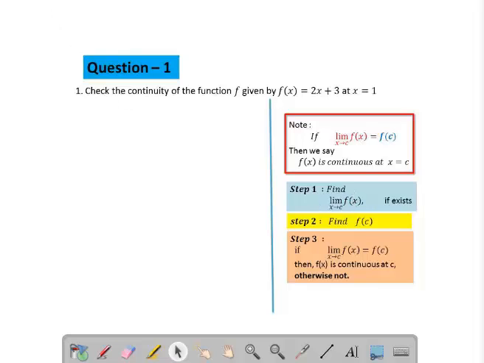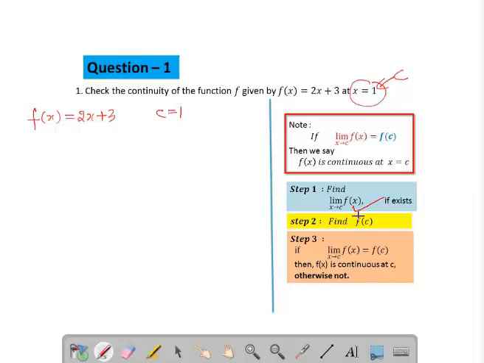Okay, so first we're going to write down the function. The function is f of x equals 2x plus 3, and x equals 1 means here x tends to c, right? So we're going to find whether the function is continuous at x equals 1. So this 1 is nothing but the c value. So c is equal to 1.